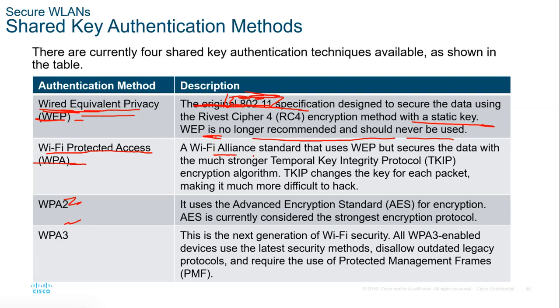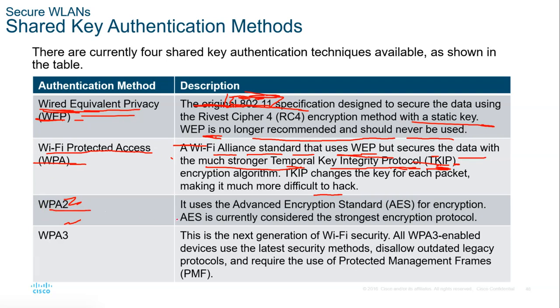Then we have the Wi-Fi Alliance standard, WPA, that uses WEP but secures data much more strongly with the Temporal Key Integrity Protocol, TKIP, the temporary key integrity protocol encryption algorithm. It changes the key for each packet. So every packet that is exchanged, the key is changed, making it much more difficult. So this one is WEP, but it uses the Temporal Key Integrity Protocol.